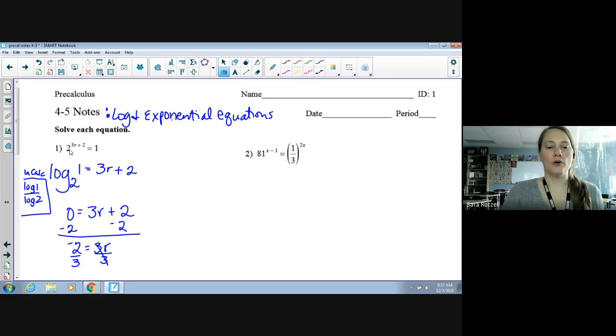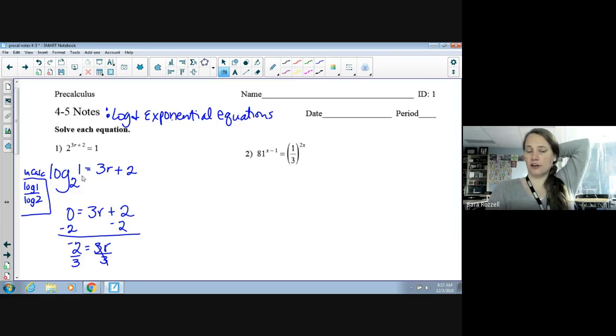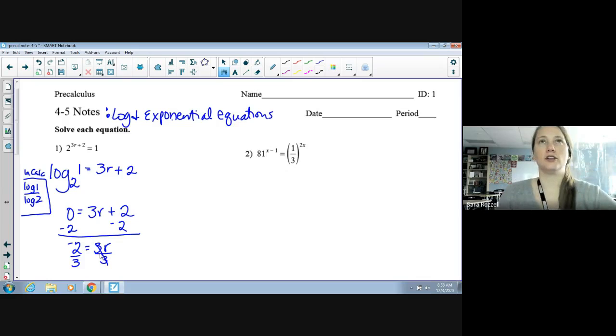Okay, so we want the base and the power and a number. We want it to look like that. Then we write it as a logarithm. Evaluate using the calculator, or if you can figure it out, that's great. And then just solve the equation.